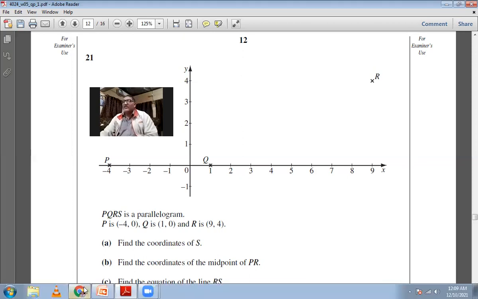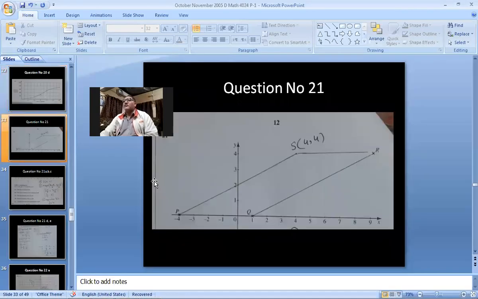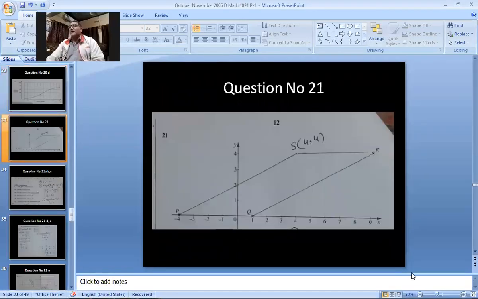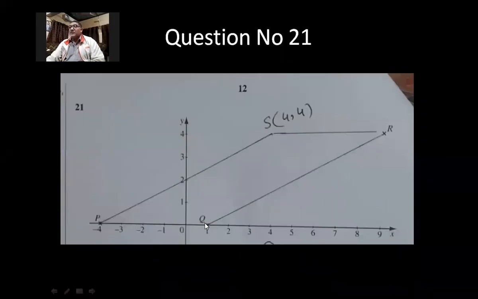Let me show you. I've done this on paper also. So you can see here I have drawn that, and because this is 1, 2, 3, 4, 5, from R, go 5 steps to the left. 1, 2, 3, 4, and 5. So the S will be 4, 4. So this is your parallelogram. This is how you find the coordinates of the point S.